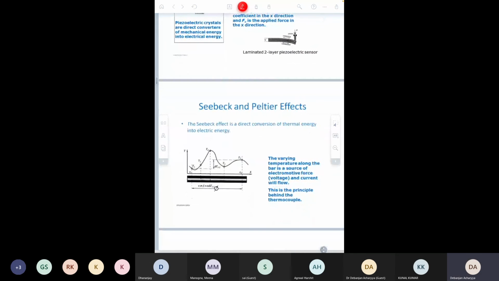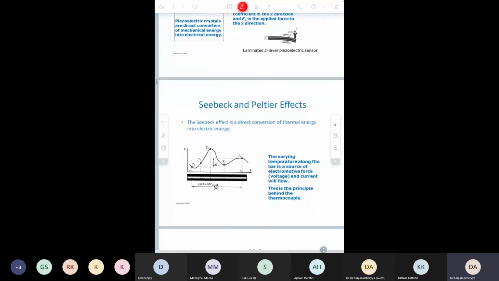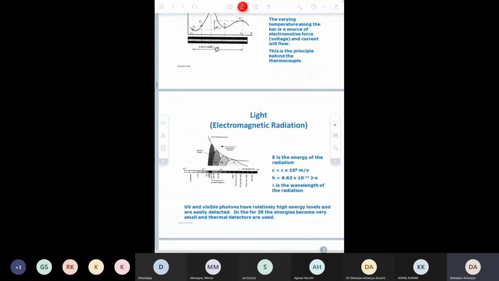Now there is another physical effect, the Seebeck and Peltier effect. The Seebeck effect is the direct conversion of thermal energy into electrical energy. If there is a temperature variation across two dissimilar materials, there is a possibility of generation of EMF or voltage. That is the basic fundamental idea of the Seebeck and Peltier effect.